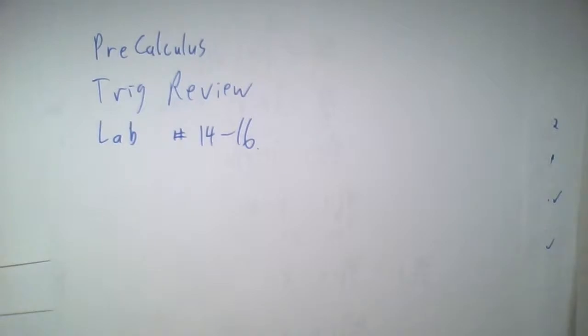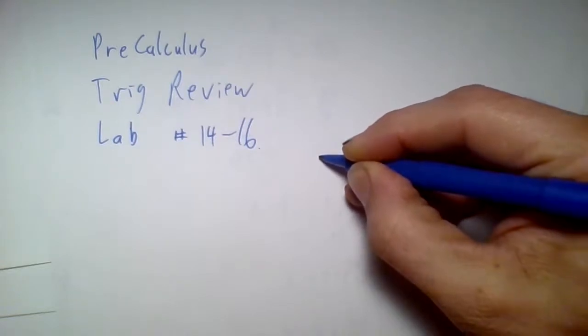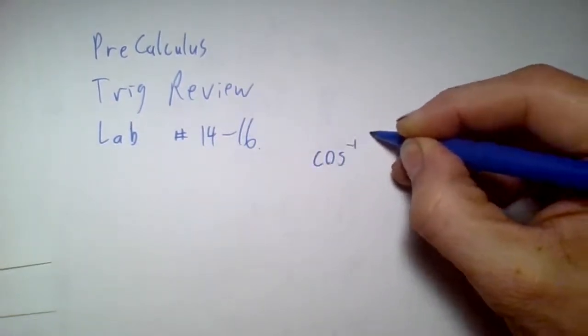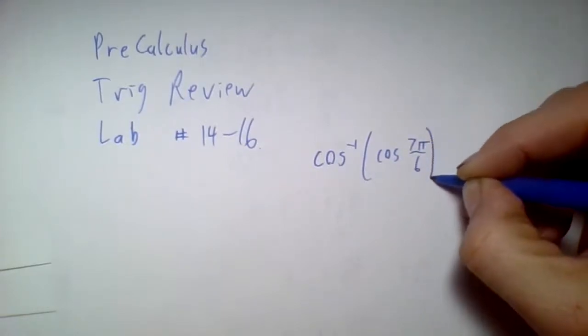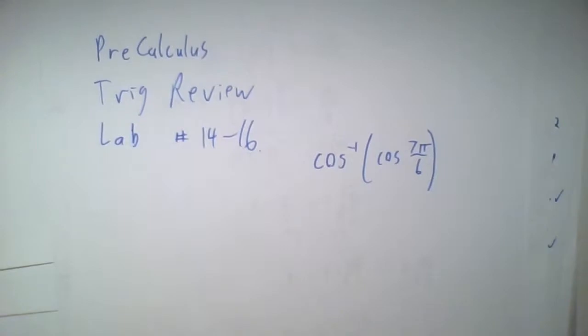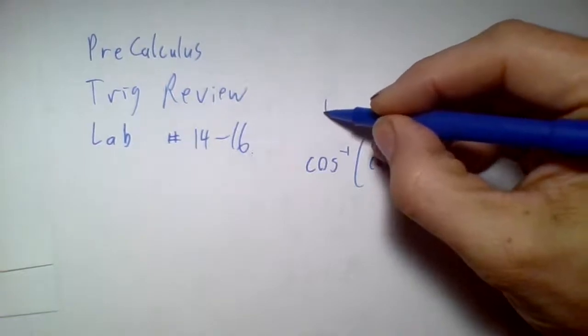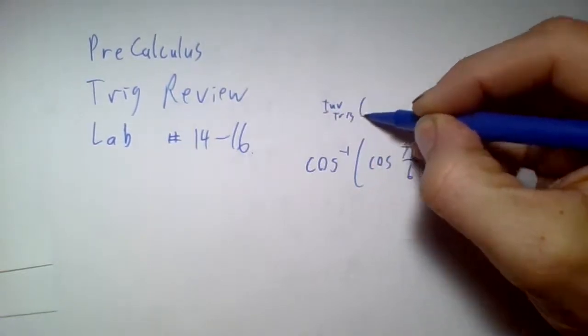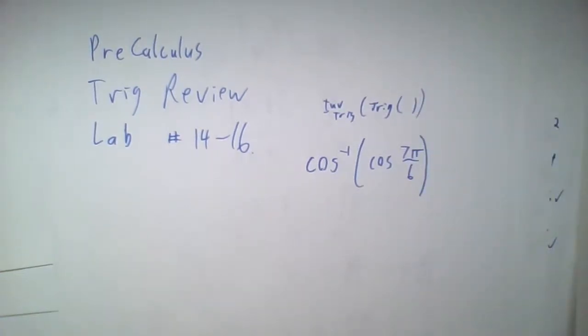So if you look at number 14 on the lab, it's asking for the exact value of inverse cosine of 7 pi over 6. Couple of different ways we could go about this, because we do know some exact values about stuff involving pi over 6, but I also want to think more generally about this kind of problem. When you have inverse trig of trig function. This situation, inverse trig function of something.